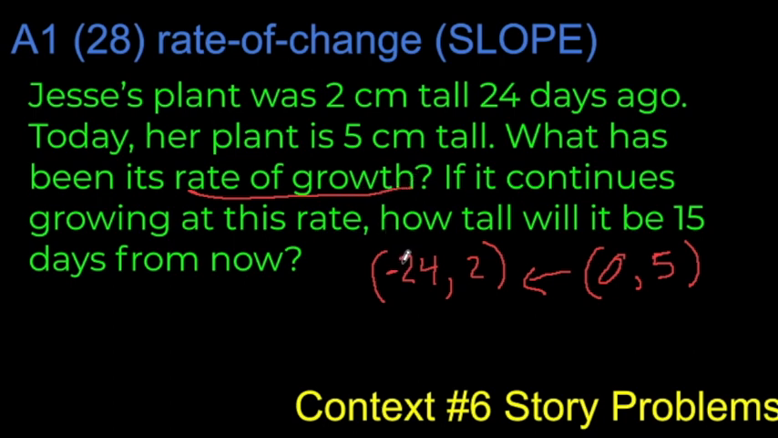Rate of growth, rate of change, slope is just going to be change of y, so from 2 to 5, that's 3, divided by change of x, from negative 24 to 0, that's positive 24. That can simplify down to 1/8, or as a decimal 0.125.